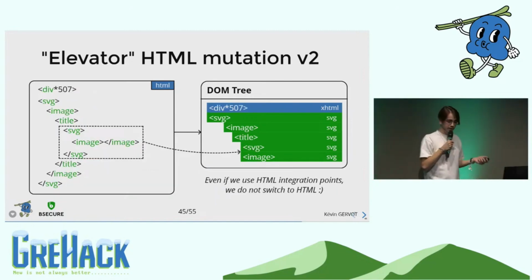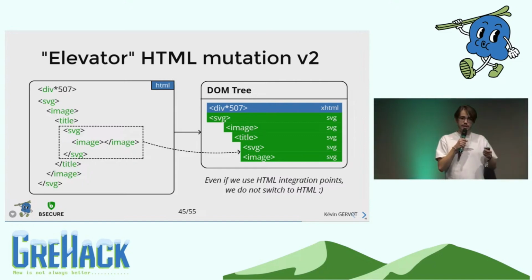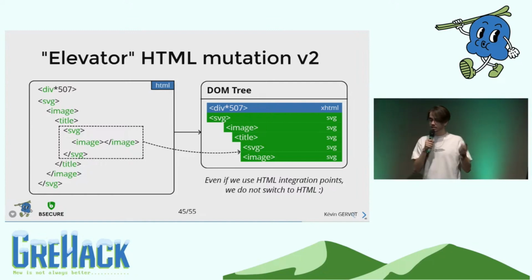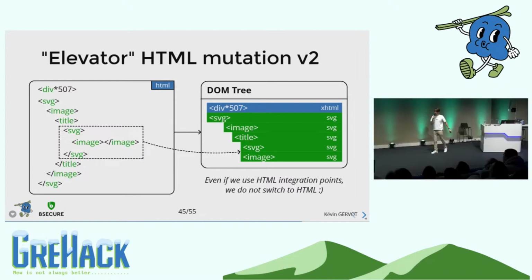I said at the beginning that DOMPurify blocks any SVG to HTML namespace switch, but it doesn't block an SVG to SVG namespace switch. Meaning that we can use the title tag to switch to SVG with an SVG tag, and within the last SVG tag, we put the image tag.